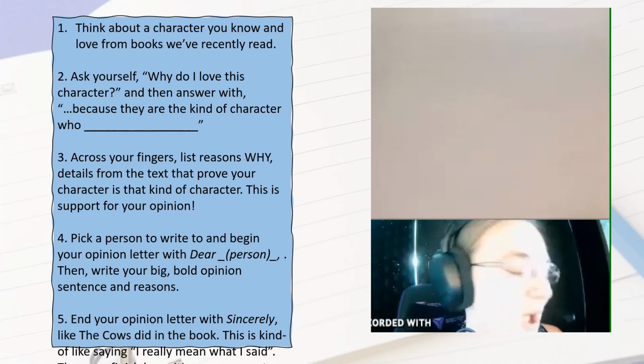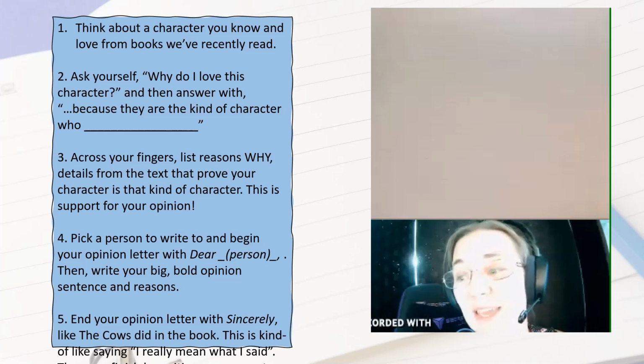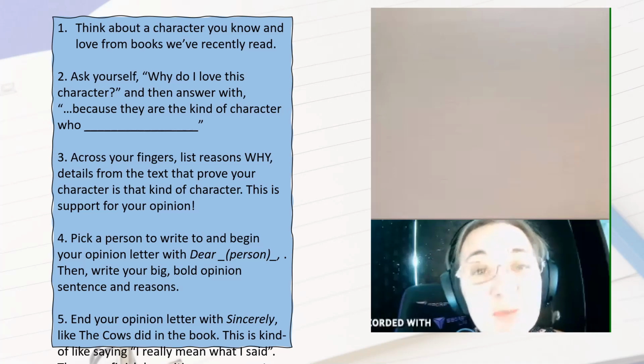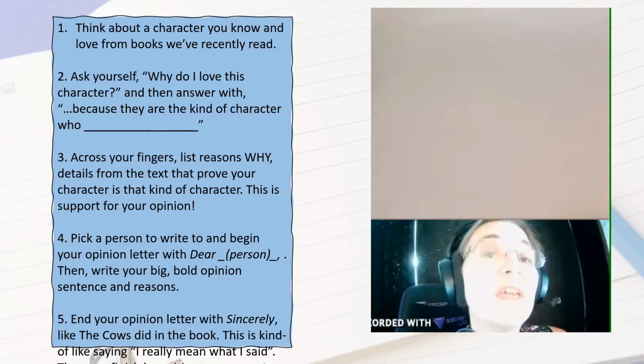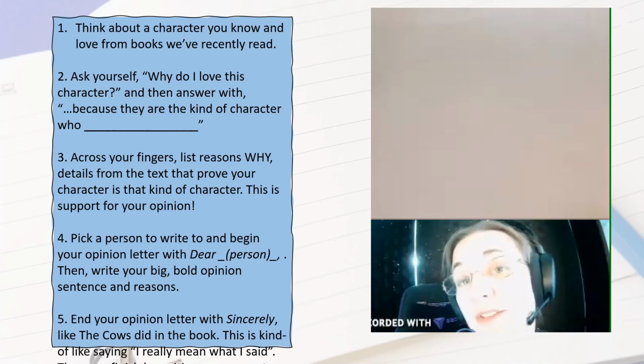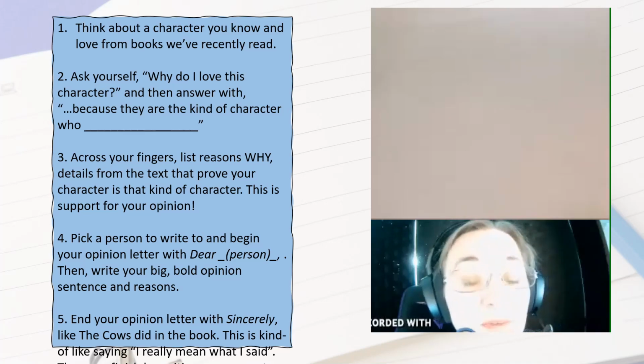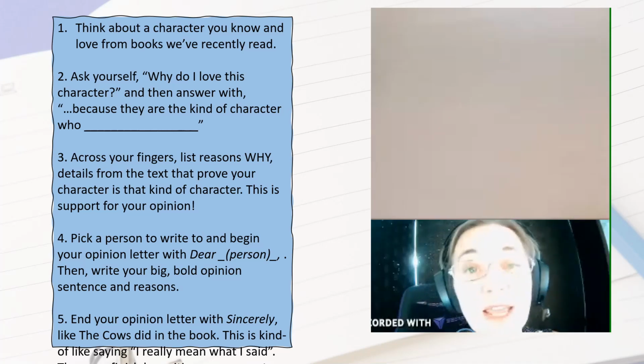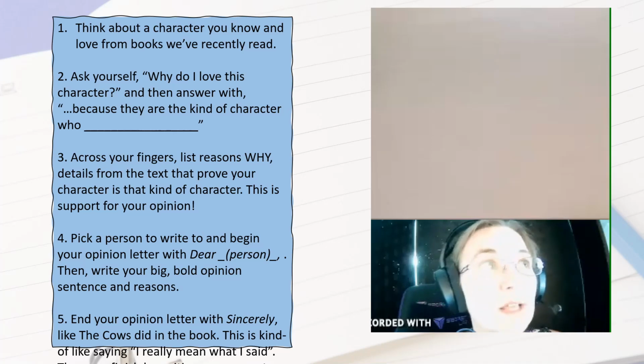All right, so the first thing I need to do is think about a character you know and love from the books we've read, right? So I did that work by thinking of Yasmin because I love Yasmin. Then I need to go to step 2. Ask myself, why do I love that character? I'm going to answer with, because they are the kind of character who. So why do I love Yasmin?